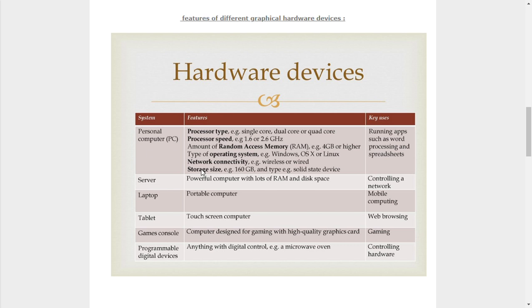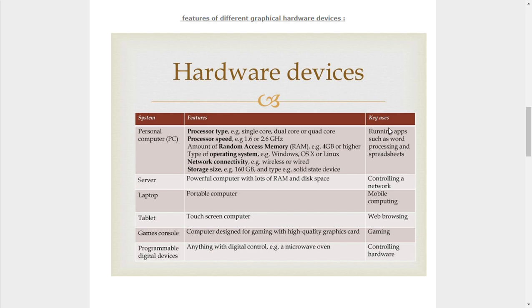And finally, the storage size. Storage size, example 160 GB, and the type, example solid state device. Each device has its storage space. Some have 12, some have 64, some have 160, some have 240. It can be anything, but it depends. Each computer does not come with a high amount of GB. Each computer has its capability up to its size or up to its model.